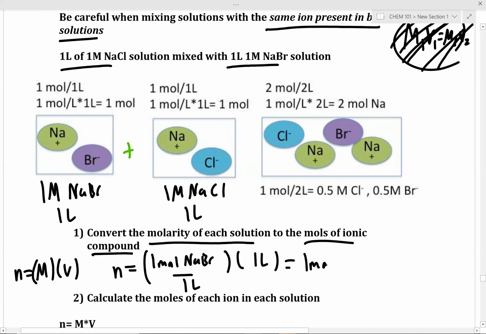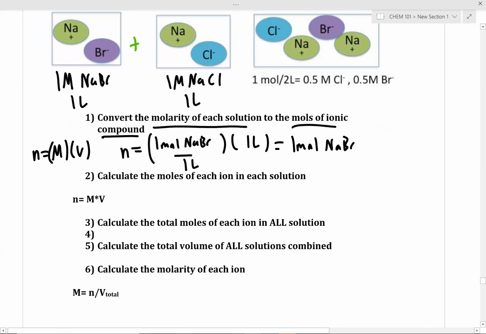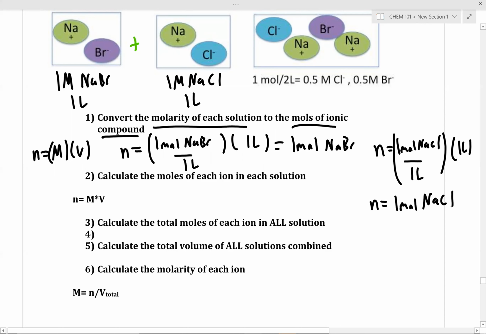1 liter, okay. So just as a reminder, moles are equal to molarity times volume of solution. So we have 1 mole of sodium bromide. Everyone clear on where we got this 1 mole from? We can repeat this exact same process for sodium chloride. So we have 1 mole of sodium chloride per 1 liter times 1 liter, and that in turn gives us 1 mole of sodium chloride. Perfect. That's wonderful. So we have the moles of each ionic compound.